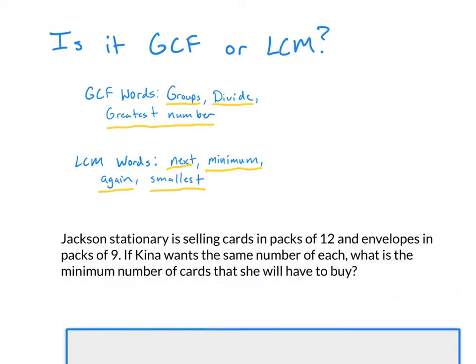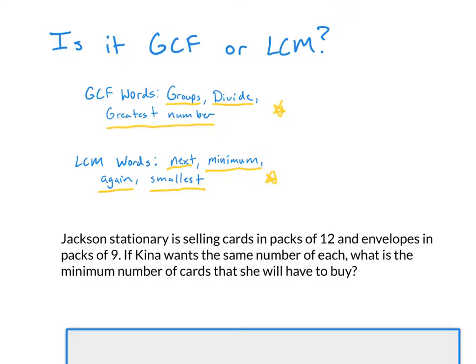And we're going to look at this one. It says, Jackson Stationery is selling cards in packs of 12 and envelopes in packs of 9. If Kina wants to buy the same number of each, what is the minimum number of cards that she will have to buy? So again, we're looking for the words that we had up here and here.